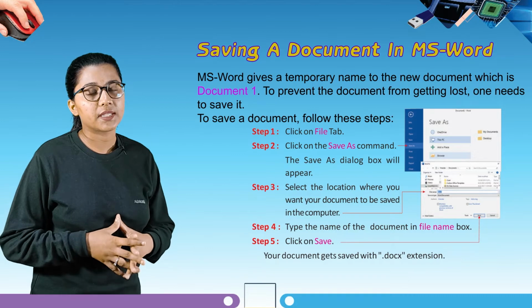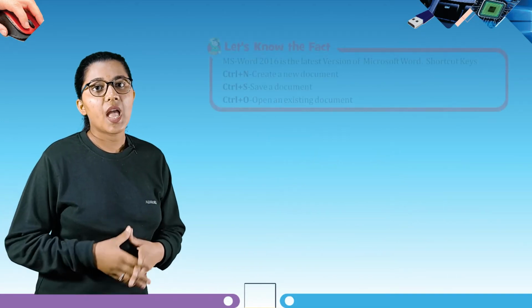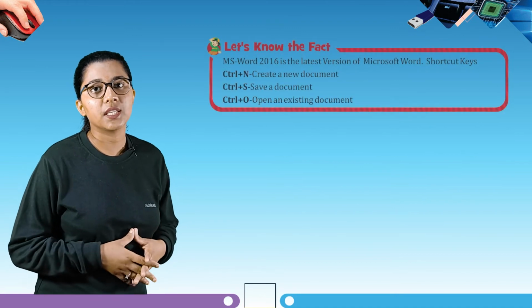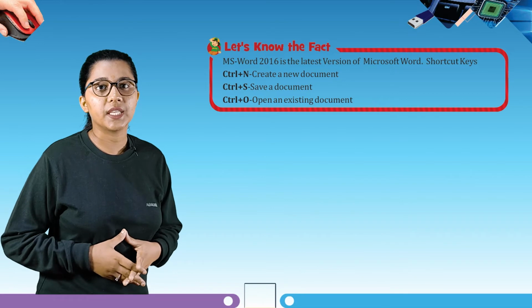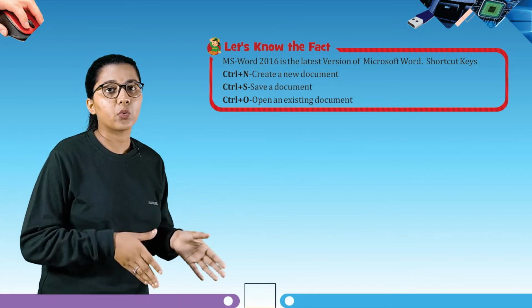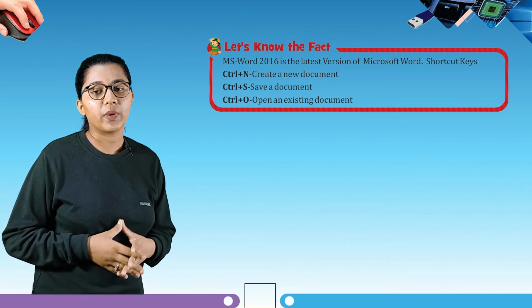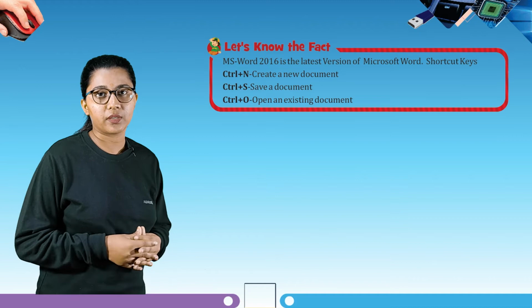So students, it's time to know an interesting fact. That is, MS Word 2016 is the latest version of Microsoft Word. Shortcut keys: Ctrl plus N, create a new document. Ctrl plus S, save a document. Ctrl plus O, open an existing document.